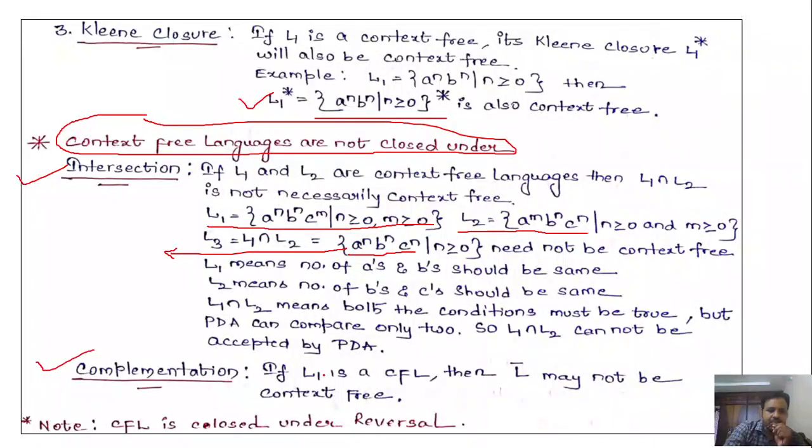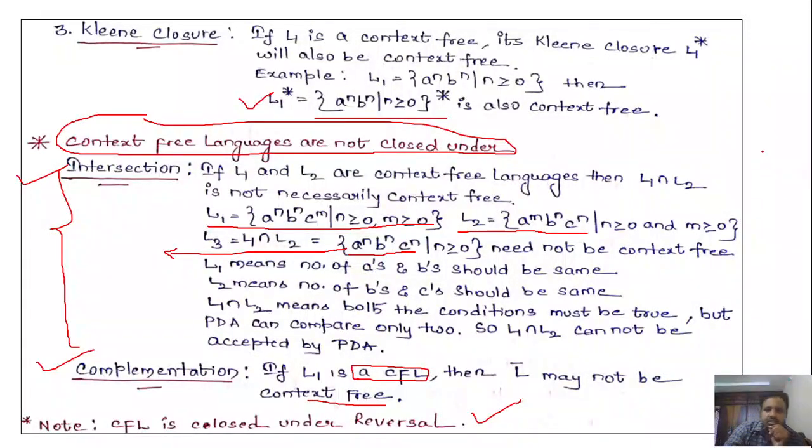The same is the case with complementation. If you perform complementation of a context-free language, it will not be context-free, right? So these are the two operations which won't give a context-free language, right? And the last one, note point: context-free languages are closed under the reversal operation.